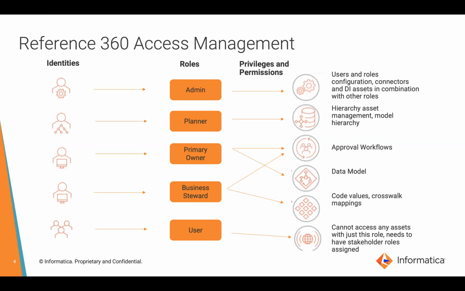Now we also have primary owners, who are the ones who create the data structures in Reference 360, are responsible for approving your workflows, and also model the data. They can suggest changes in a code list and send it for approval to a business steward. And the business steward is the subject matter expert when it comes to reference data. They are responsible for approving your changes in a code list or your code values. They are the ones making changes or adding code values in a particular code list, and creating crosswalk mappings between code values from different applications. So they are basically taking care of the actual reference data that is there.